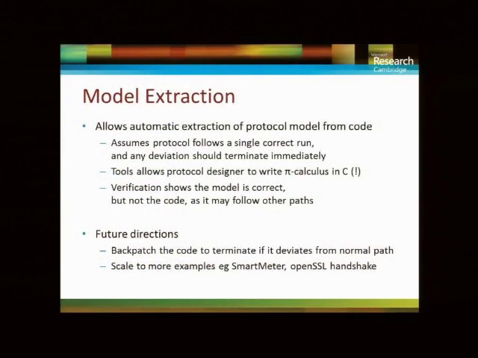Okay, so that was one project, model extraction. It assumes the protocol follows a single correct run, and deviations should terminate immediately. So it basically allows the engineer to write process calculus in C. It's a bit of a heuristic, which I guess Andrew was speaking about earlier. Ultimately we show the model is correct, but not necessarily the code, because it might have other execution behavior. So we've got some ideas about maybe finding ways to backpatch the code to make sure it really does drop dead if it encounters any error.